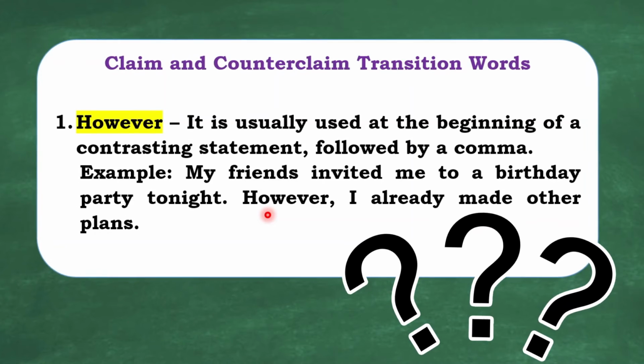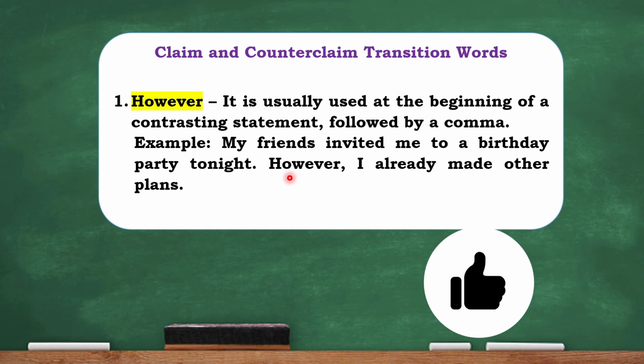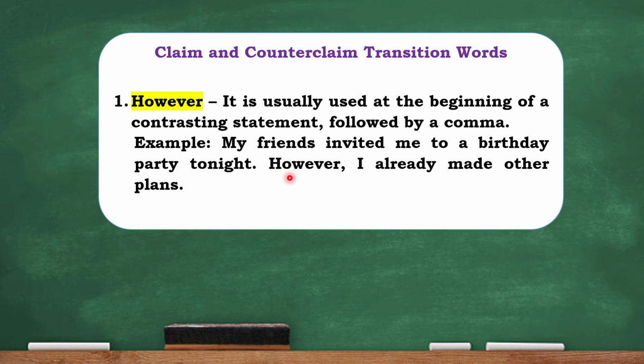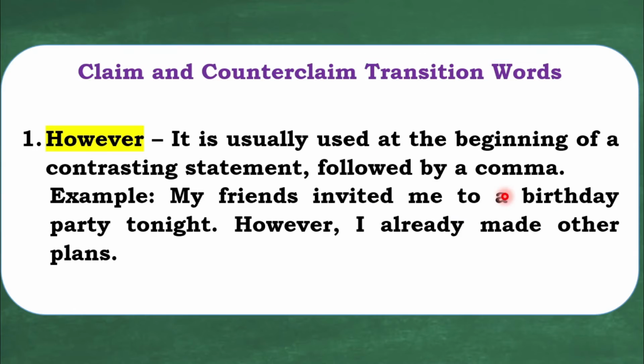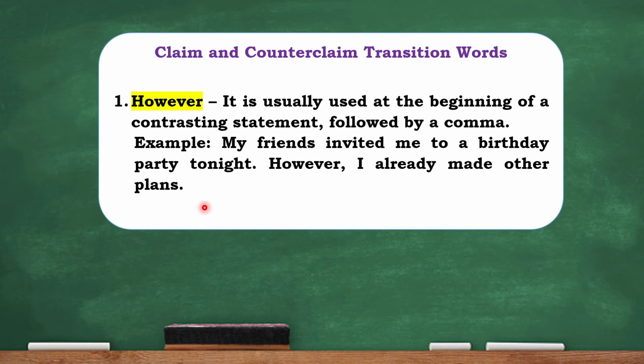When we say counterclaim, it's a disagreement. So in this sentence, my friends invited me to a birthday party is our claim. Now, the counterclaim is I already made other plans. The counterclaim expresses the opposite of the idea presented in the first sentence, that she or he was invited by his friends to a birthday party, which is our claim. Correct. Let's proceed with the next one.